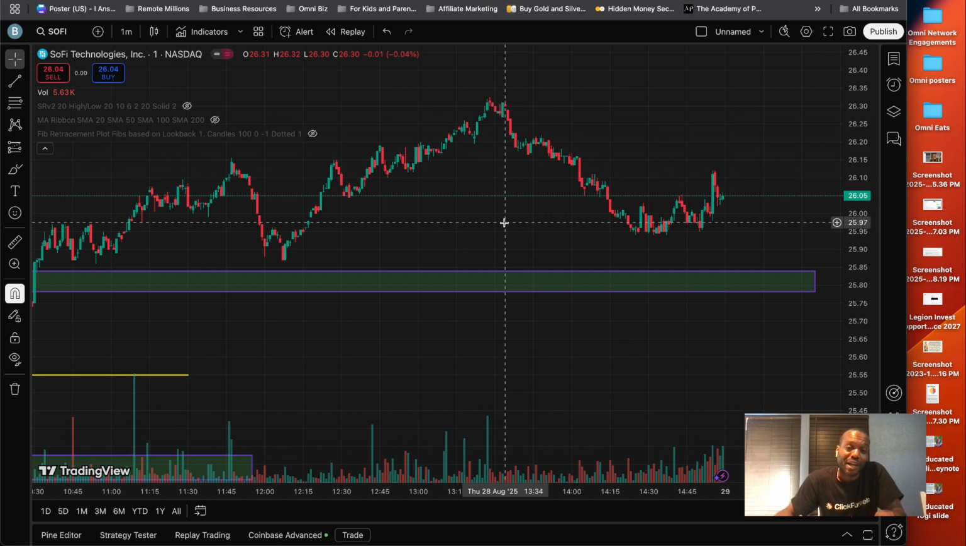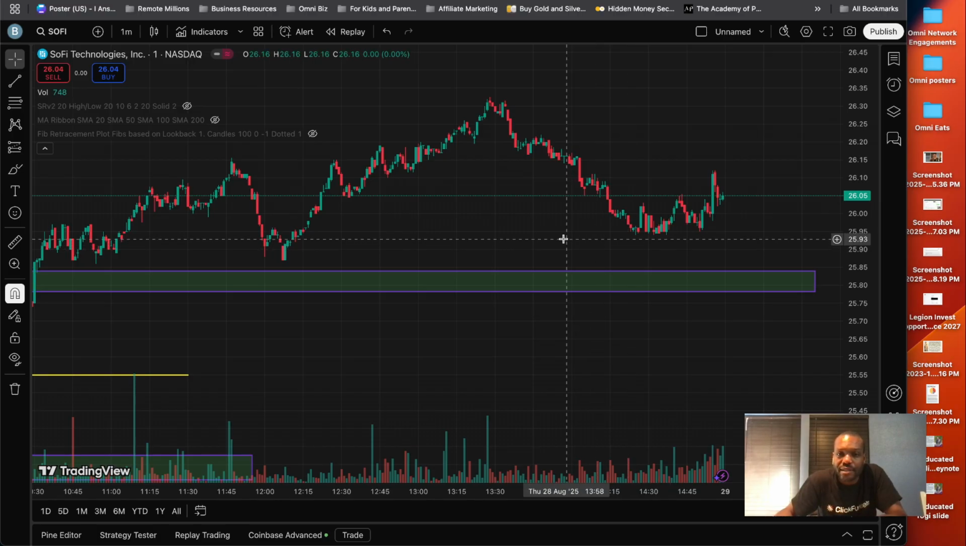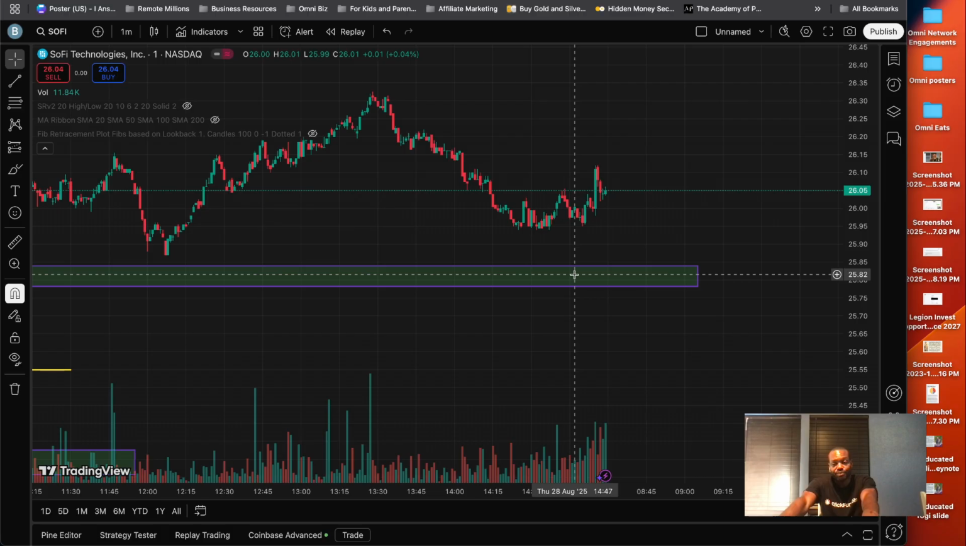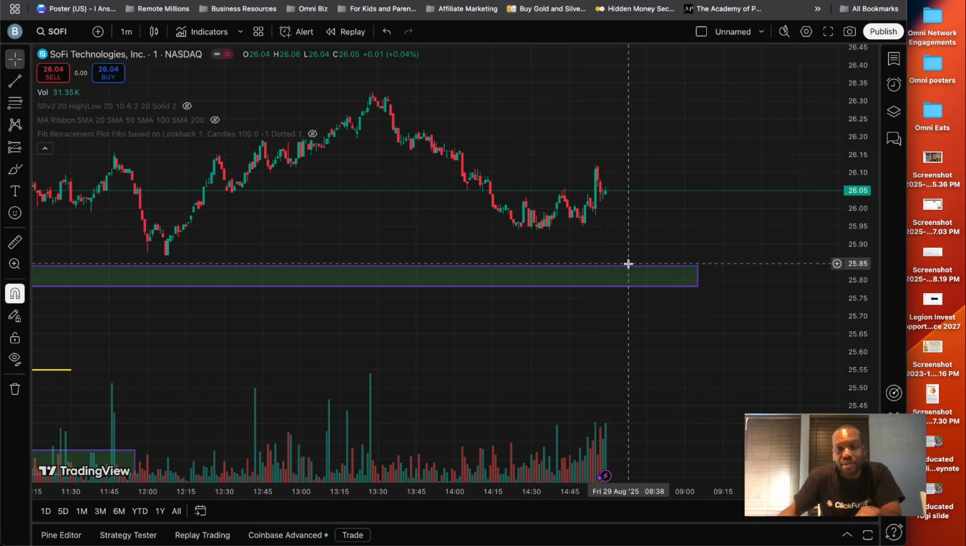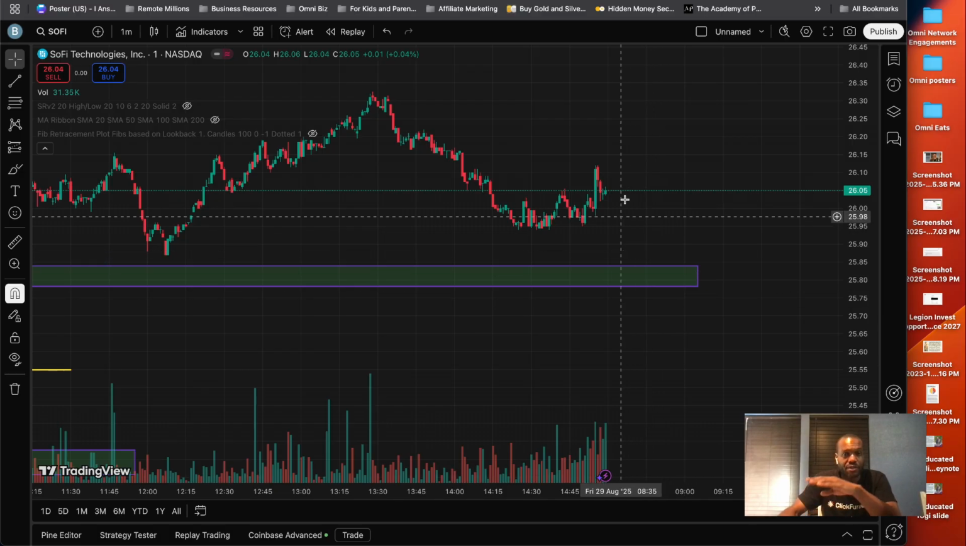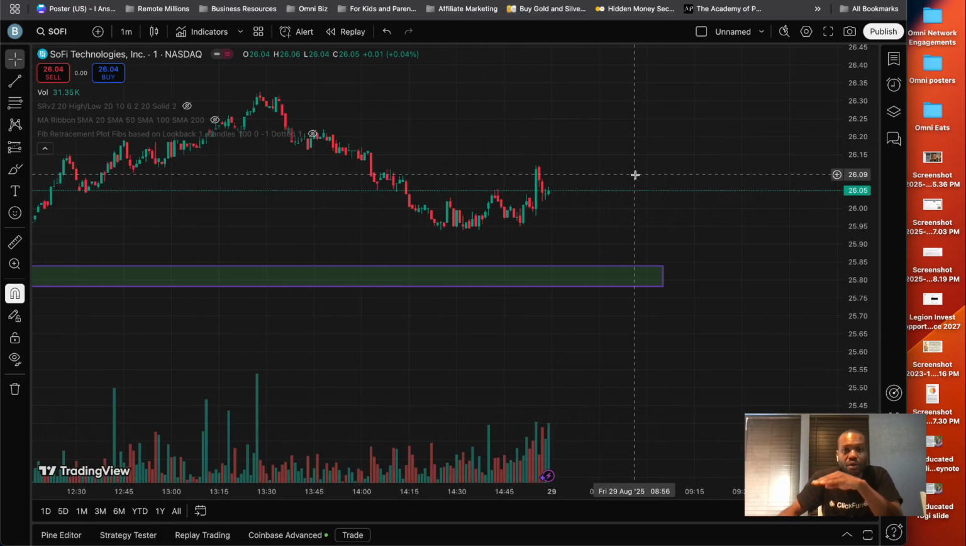SoFi's just been killing the game. They've been above expectations for like the last 5 quarters, so that's like the last year and a half, right? So that's good. Not a lot of companies do that. So now tomorrow, we're gonna see if it's gonna go below our zone, if it's gonna stay above our zone.